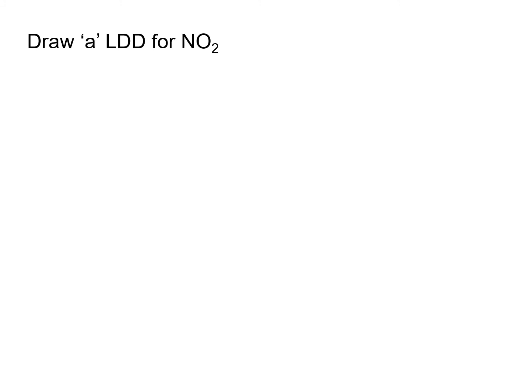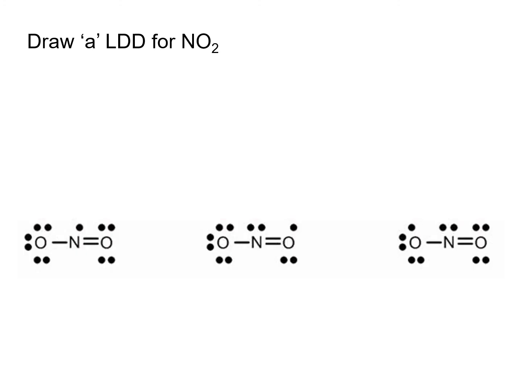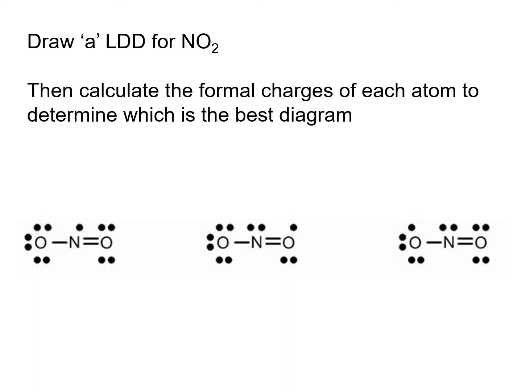So for NO2, if we try drawing a Lewis structure, we could end up with, say, these 3 different structures here. We're using the same number of electrons in each one, so all of them could have been drawn using the rules from our Lewis structure drawings. So which one's better? We'll do that by calculating the formal charges.